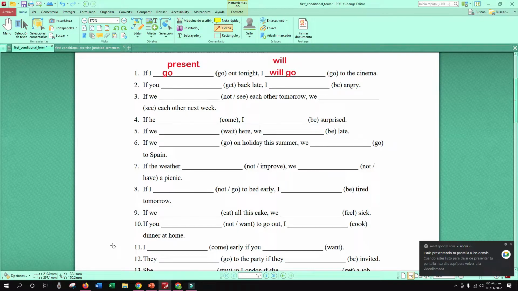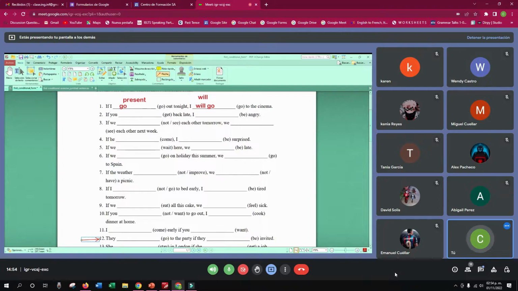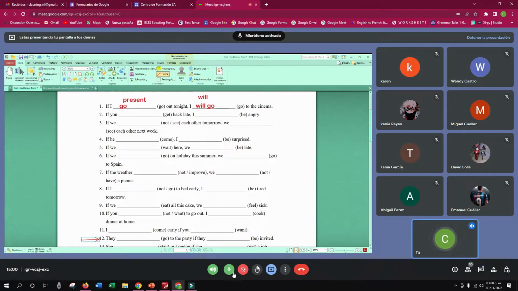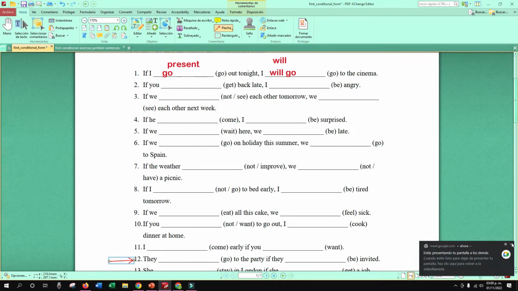Vamos a llegar hasta el número 12, okay? Entonces, chicos, trabajen, utilicen the first conditional, tipo 1, ¿verdad? Para completar estas oraciones y usen los verbos que tienen entre paréntesis, okay? So, work. You're going to have 5 minutes. 5 minutos para que ustedes trabajen en ellas. Luego, les vamos a chequear todos juntos, espero todos puedan participar, okay? So, work. Work, guys. So, guys, let's check the answers, right?